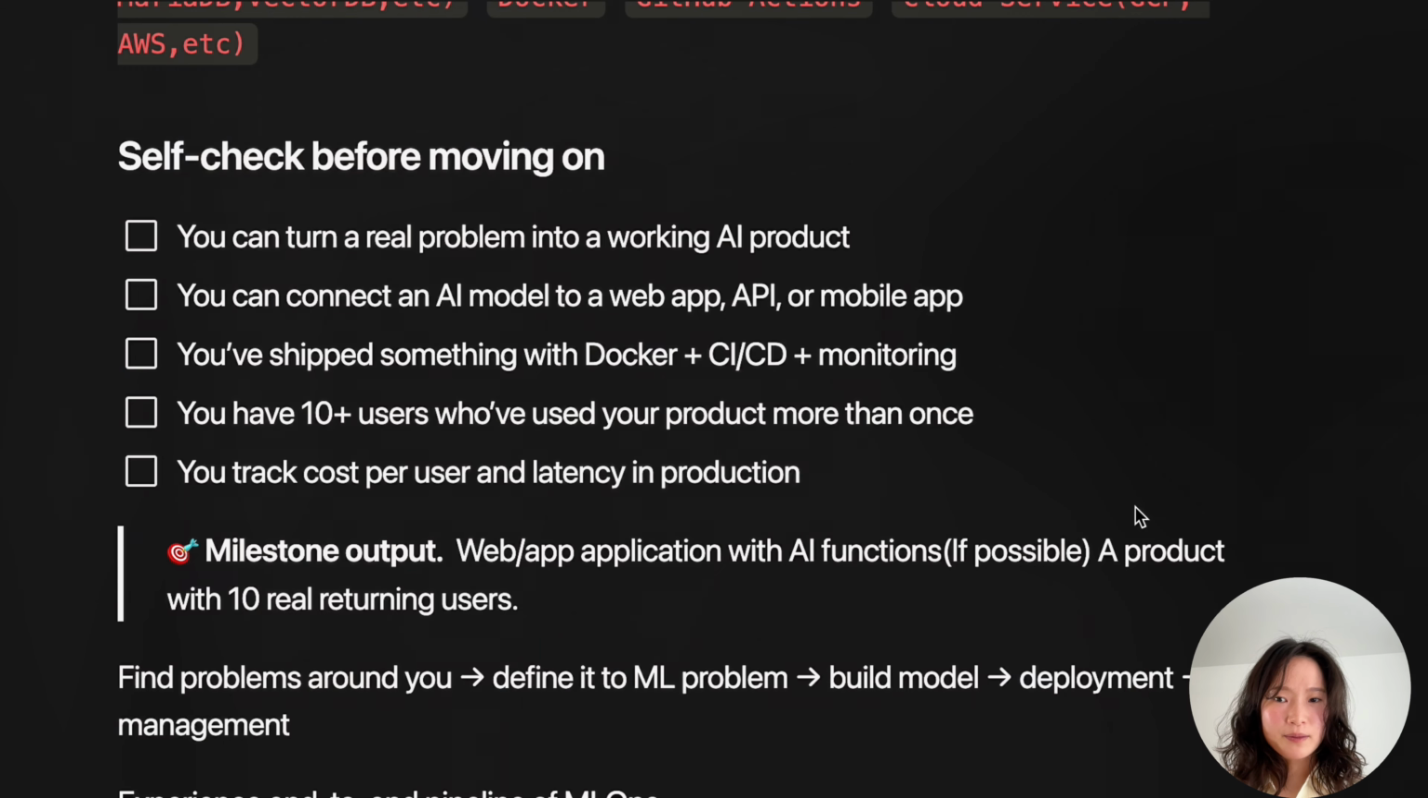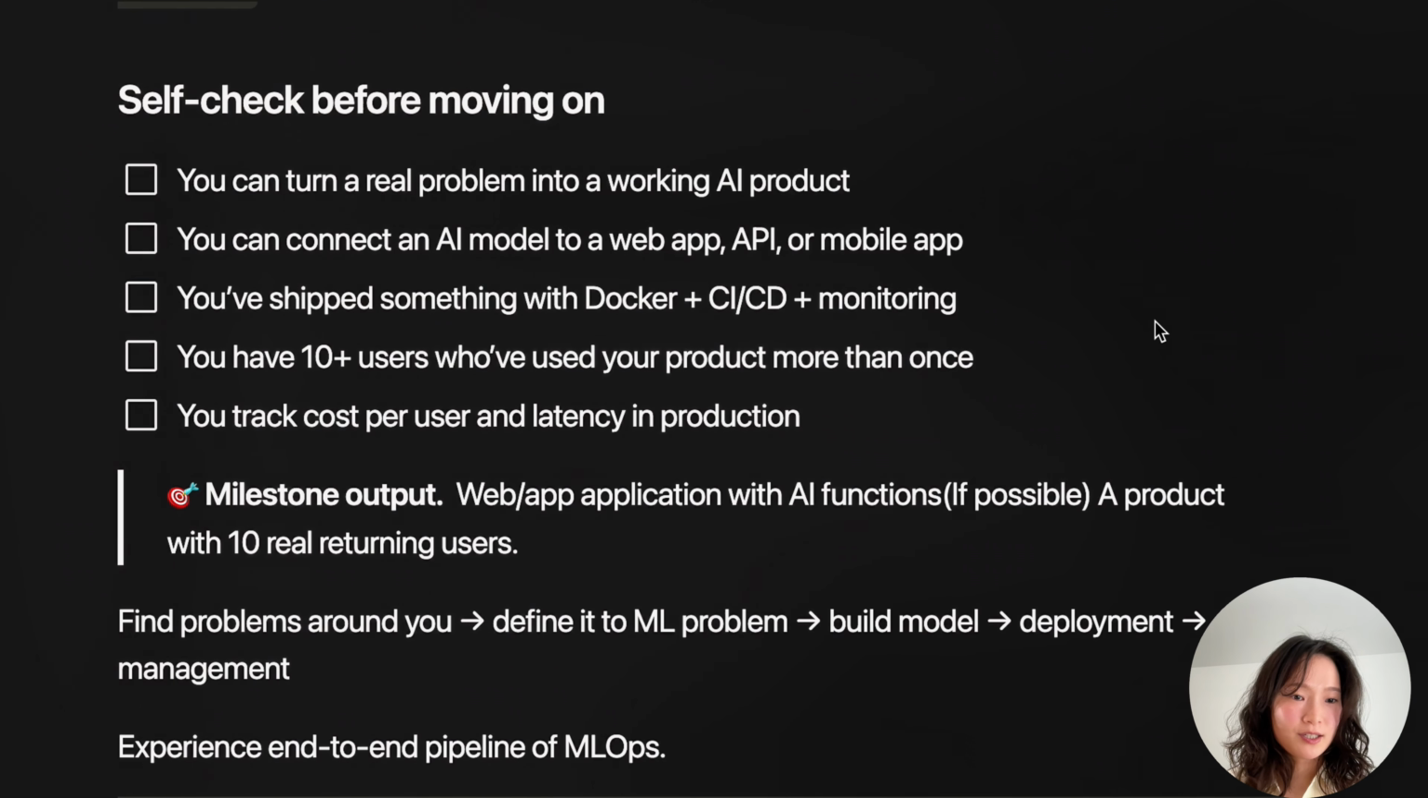And if you find more users, if you can prove yourself by increasing the users, it means you not only know how to implement and build AI and ship it into a stable product, but also that it's a technical product that has demand. And this will be your biggest weapon in any work experience or job hunting that you'll be facing in the future. The second is you can connect an AI model to the web app API and mobile app.